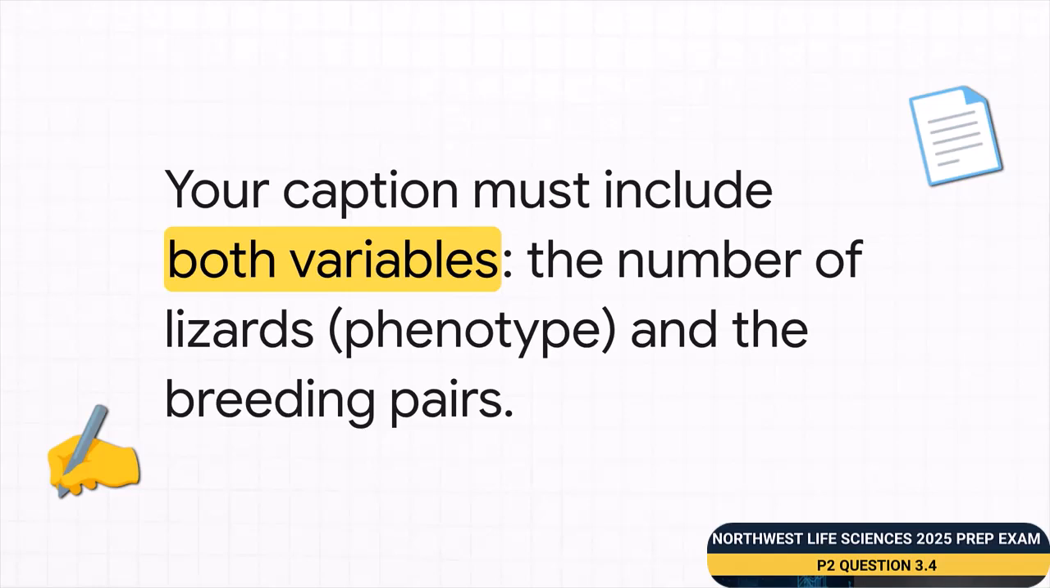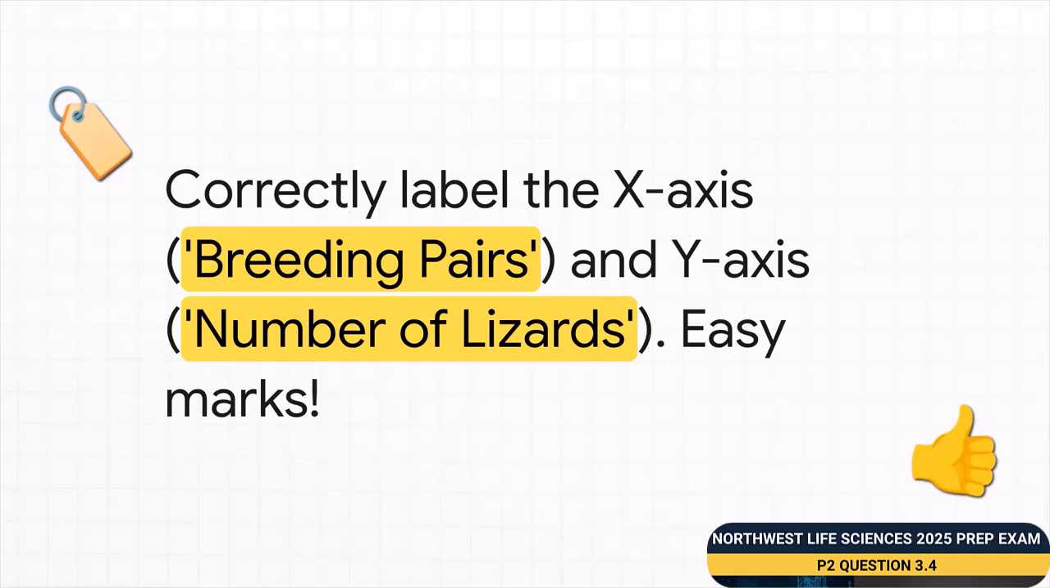Then we've got L for labels. Seriously, these are probably the easiest marks on the entire paper, but you'd be amazed how many people forget them when they're rushing. Don't be that person. Make sure your y-axis is labeled number of lizards and your x-axis is breeding pairs.